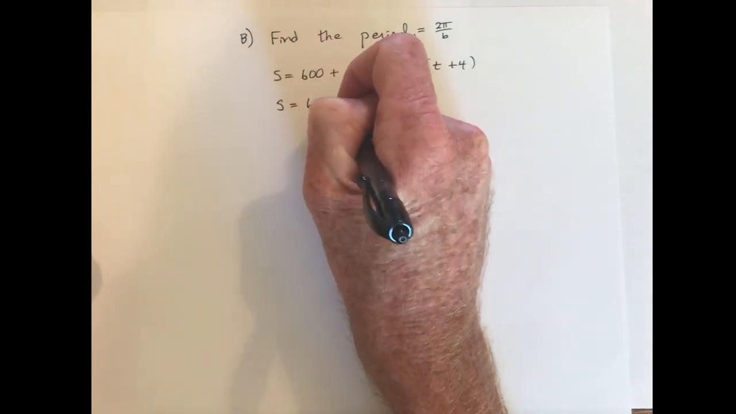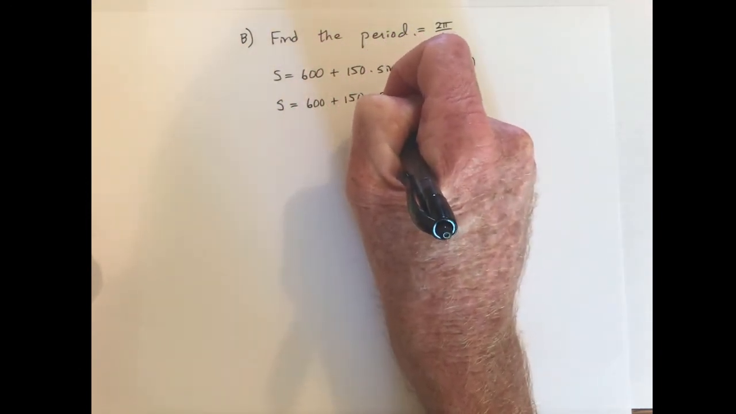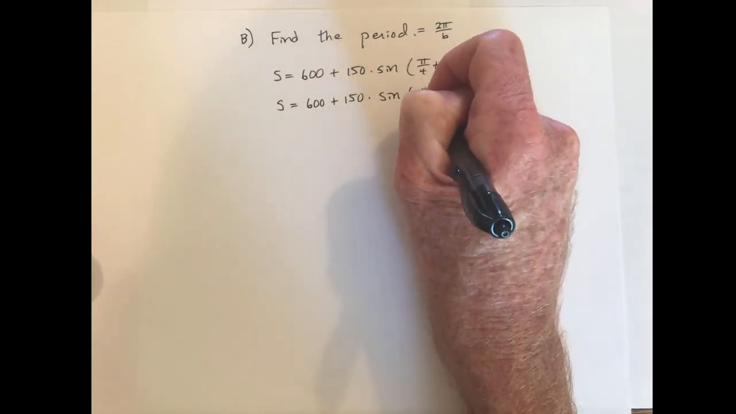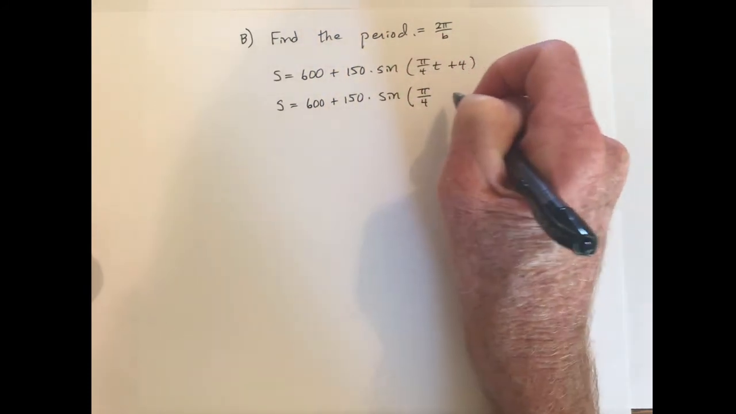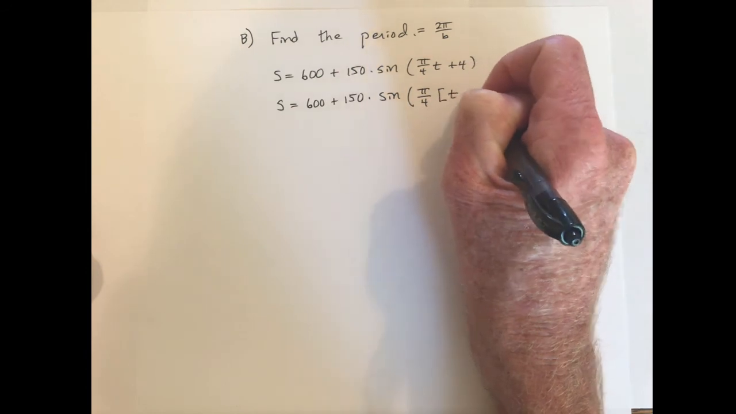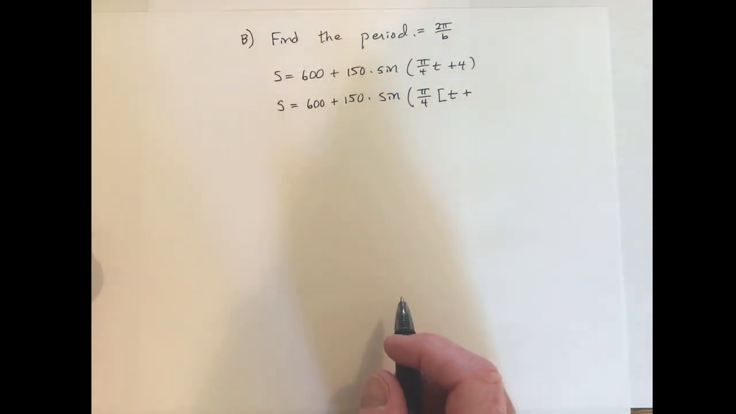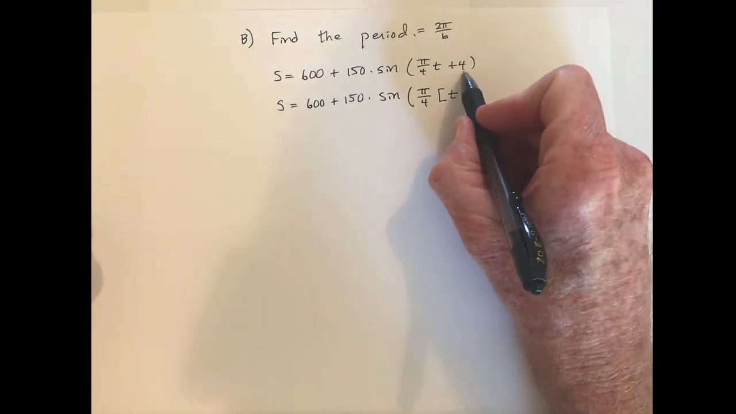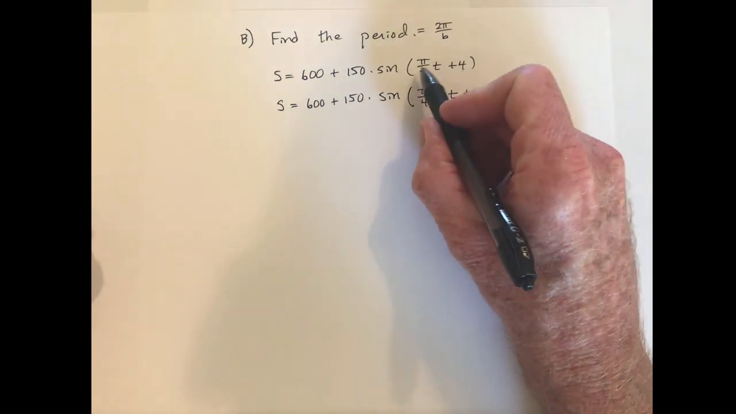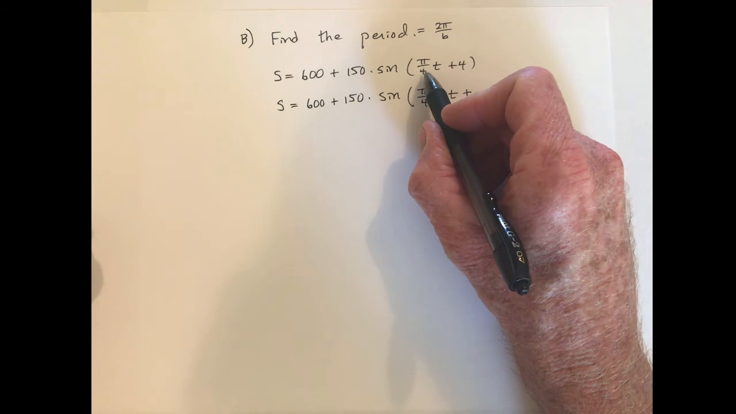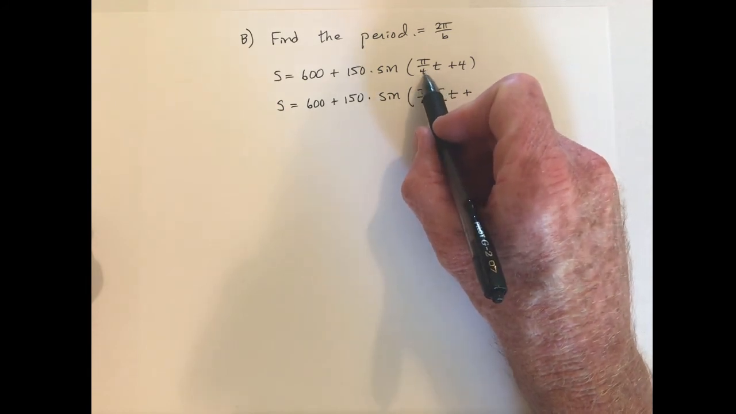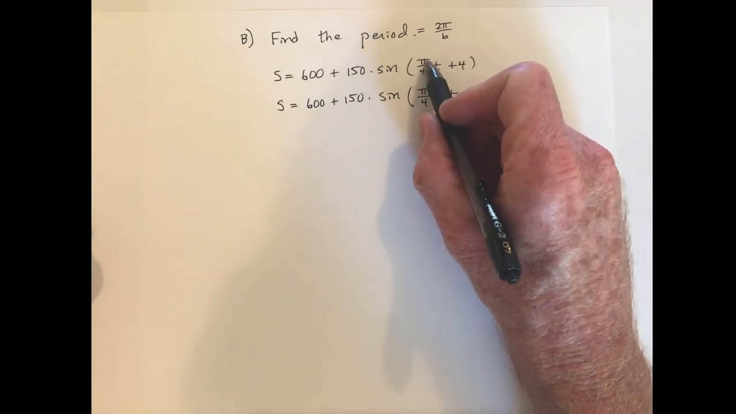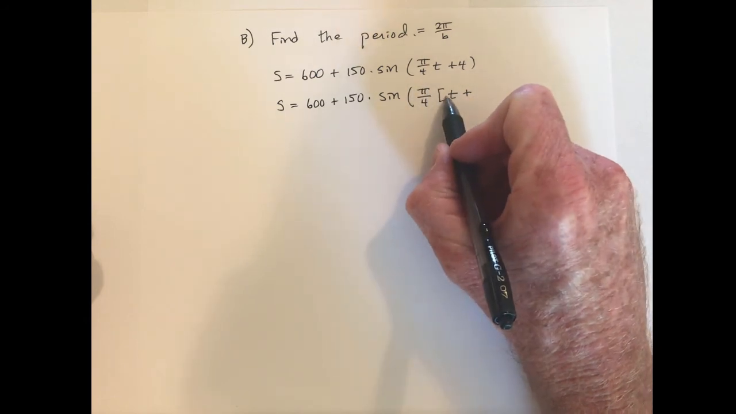So this part can stay the same, but then I need to factor out pi over 4. And then it leaves t plus what? So this right here doesn't actually have a pi over 4 in it. So what you got to do is divide pi over 4. So divide this by pi over 4, and it leaves just a 1.